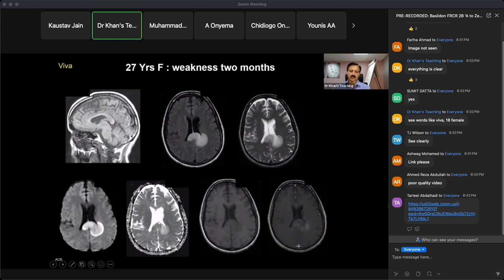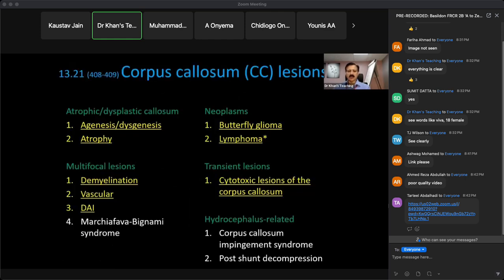This DWI is quite impressive. This post-contrast is impressive, but not extremely, because a portion of this is also enhancing. Now, so this is tumefactive MS. Nobody can diagnose tumefactive MS just on the basis of a single image. You will consider things like lymphoma, etc.